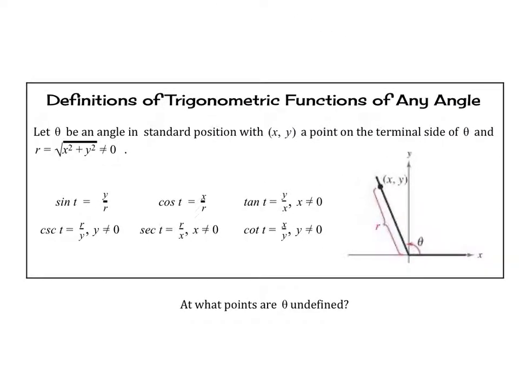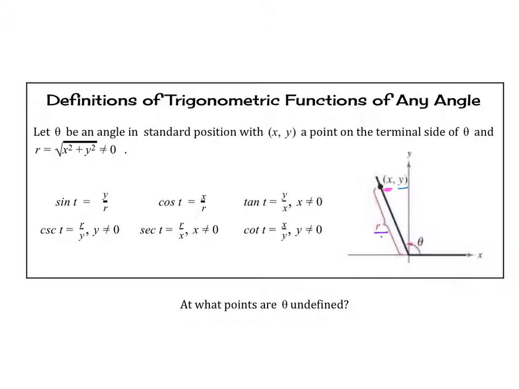Let theta be an angle in standard position with (x, y) a point on the terminal side of theta, and r equals the square root of x squared plus y squared, which can't equal 0. So we know that sine of t is y over r. Cosine of t is x over r. Tangent of t is y over x. Cosecant of t is r over y. And then secant of t is the reciprocal of cosine, and cotangent is the reciprocal of tangent. So just realize that this is x, this is our y, and then here is our radius.